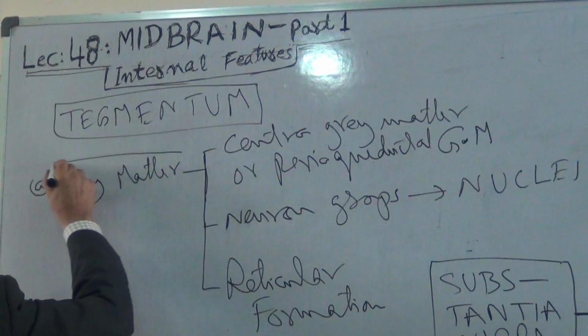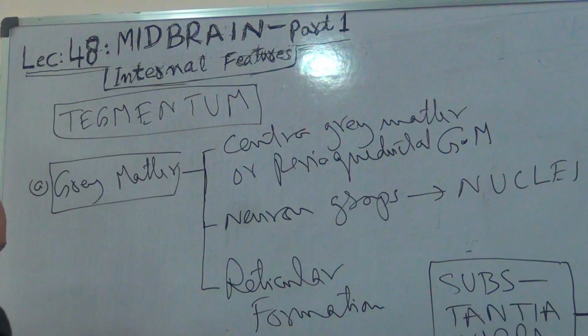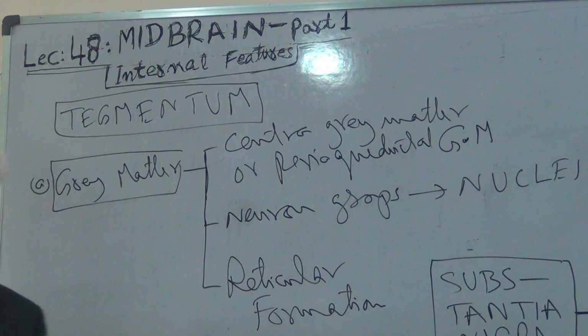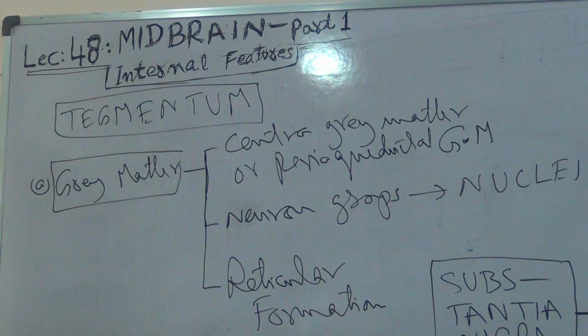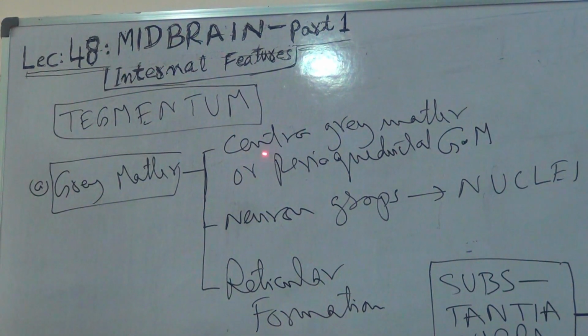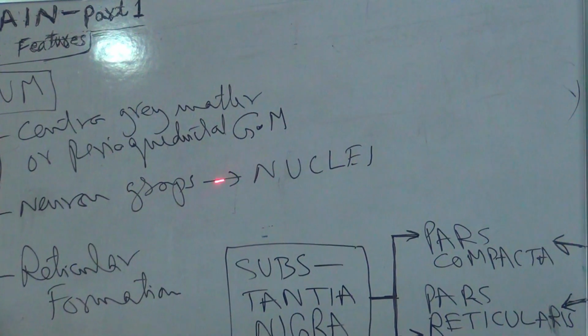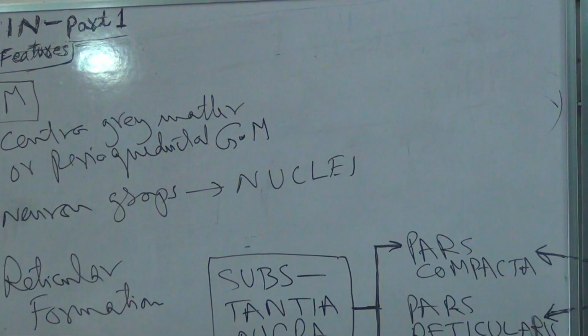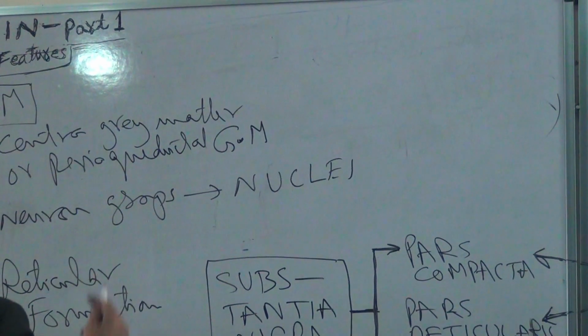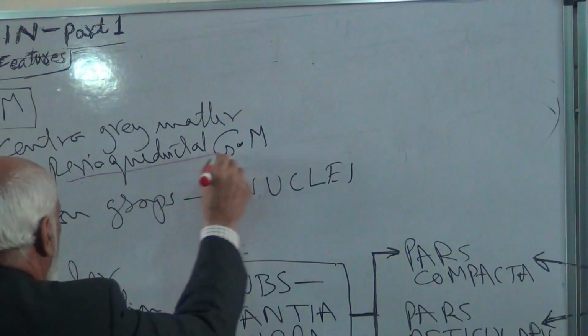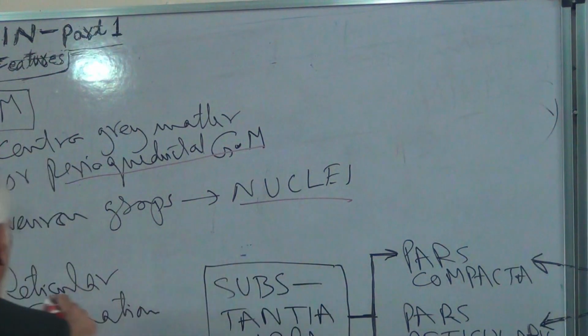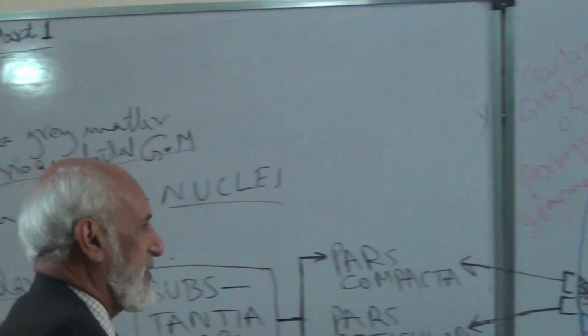So the gray matter of tegmentum is in these three forms. Number one, the central gray matter or the periaqueductal gray matter. Then there are groups of neurons scattered here and there in the form of nuclei. Periaqueductal gray matter, and in the form of nuclei and reticular formation.